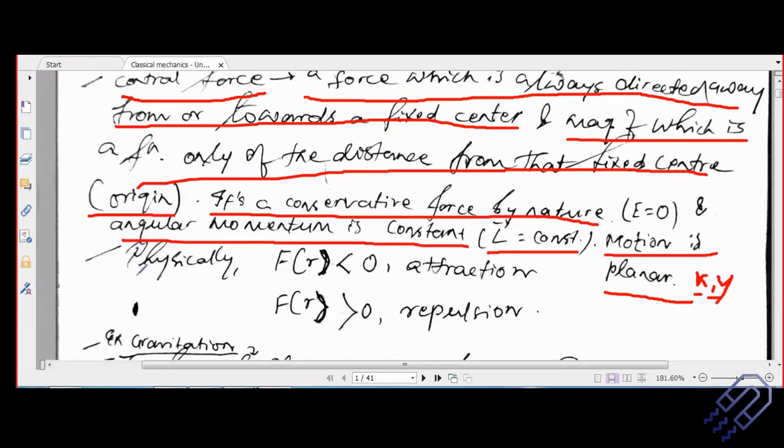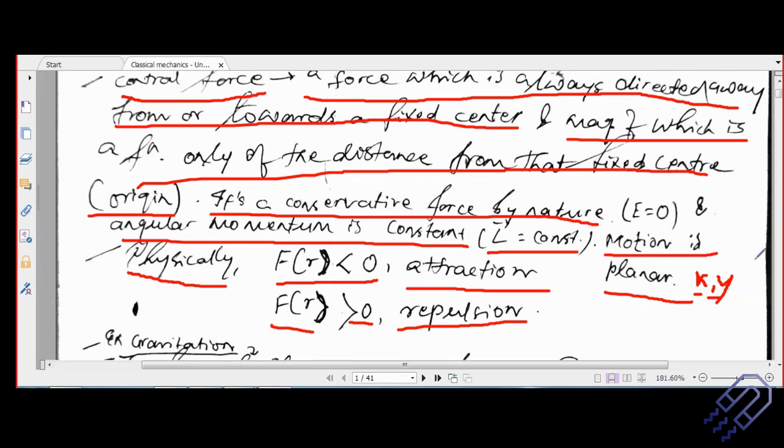So as per convention, and physically, we know that if this force is less than zero, we call it an attractive force. This is important again because this is the convention that is always followed. And if Fr is greater than zero, that means the force acting is positive, and we are talking about a repulsive force. So we already know about the attractive force and repulsive force.